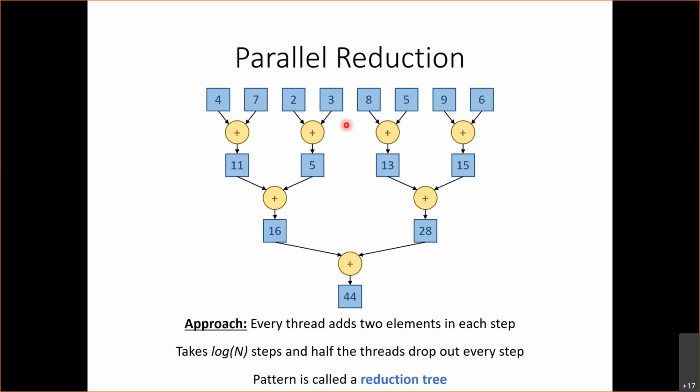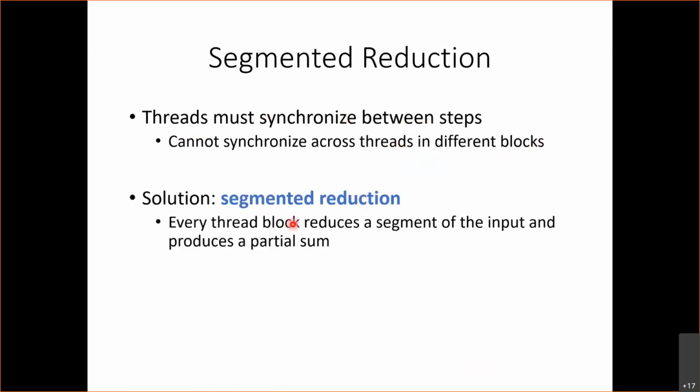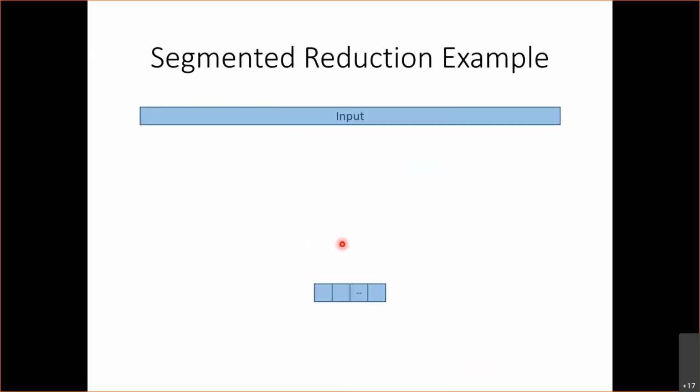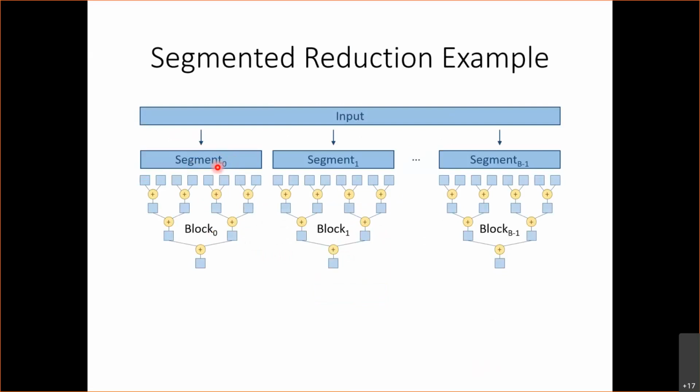So the way we usually do a reduction on the GPU is we do something called a segmented reduction. Because threads must synchronize between steps and we cannot synchronize threads across blocks, we will have a segmented reduction where every thread block is going to reduce a segment of the input to produce a partial sum. And then later on, we're going to reduce the partial sums together. In other words, I break up my input into segments. Every thread block is going to do a reduction tree on that segment because this reduction tree requires synchronization. And then when the thread block is done, each thread block will have a partial sum. The thread blocks will store their partial sums into some array. And then I will apply reduction to the partial sums.